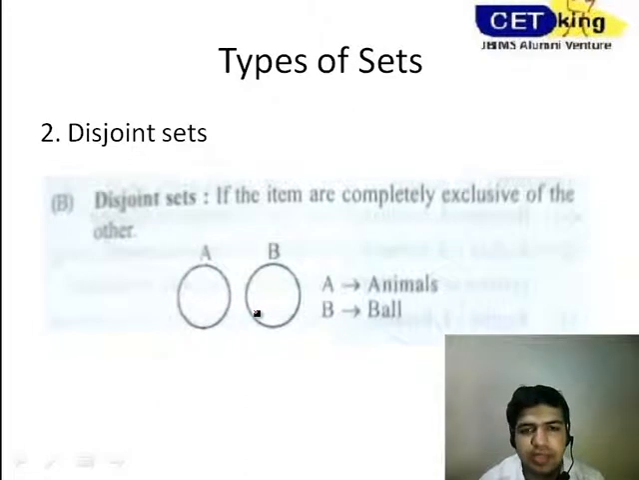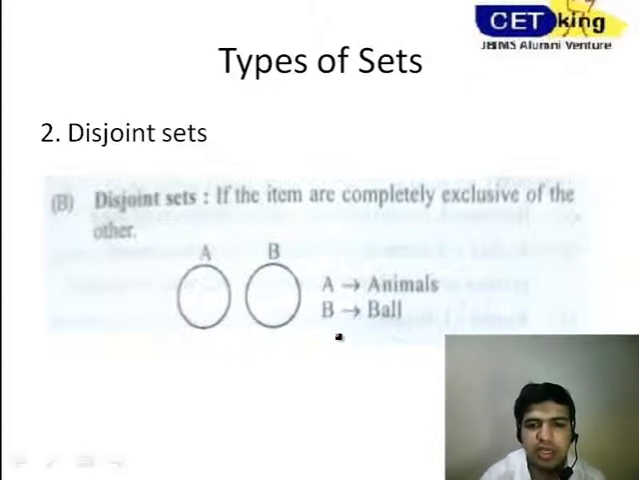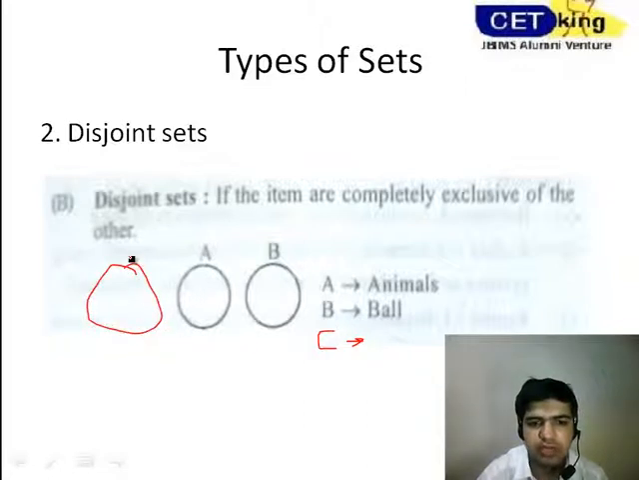And then disjoint sets. Disjoint sets are two sets which are not subsets of each other and have got nothing common in them. Suppose the example given is animals and ball. There is no subset and there is no relation between animals and ball. So these are disjoint sets. If I want to add a C over here, I can make C as sky: animals, ball, and sky. So this C will become another disjoint set. C is not related to any of A and B.